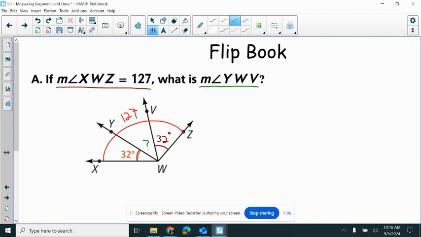So this is another one where you would have to subtract in order to figure out the missing piece. So I would know all three are 127. Then I have a 32-degree angle and another 32-degree angle. So that would leave me with 63 degrees. So the middle piece would have to be 63 degrees. Easy way to check this, you could just add all three and it should equal 127.